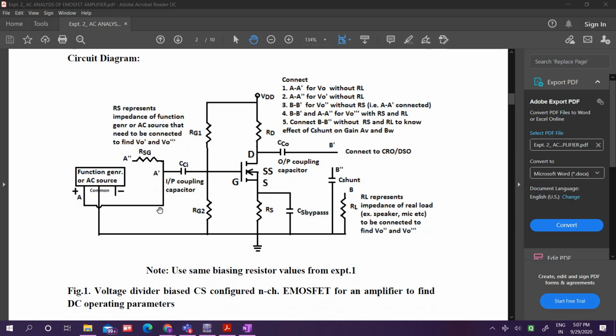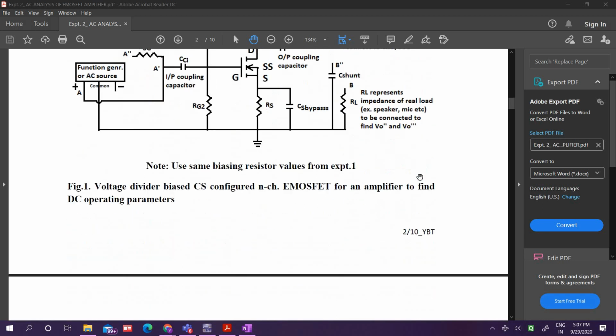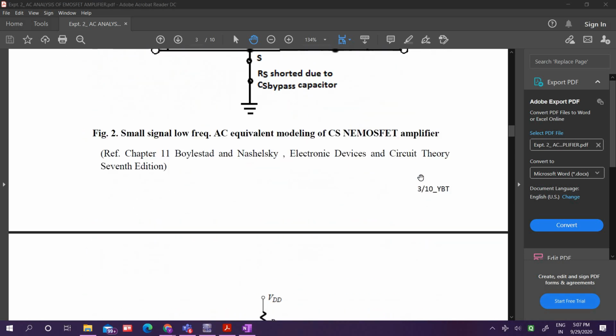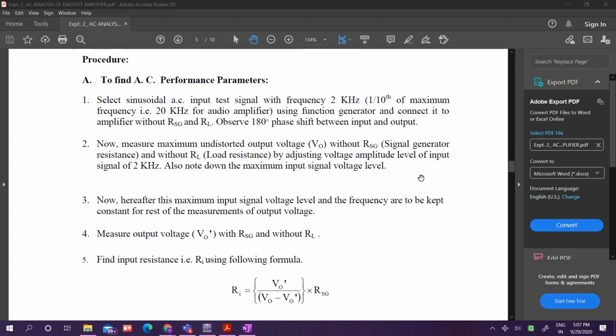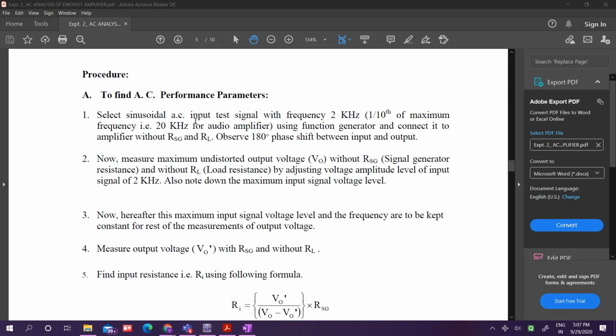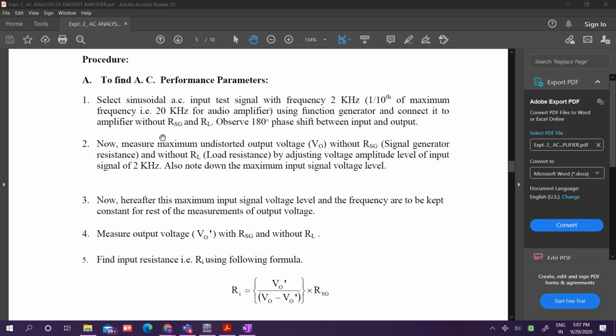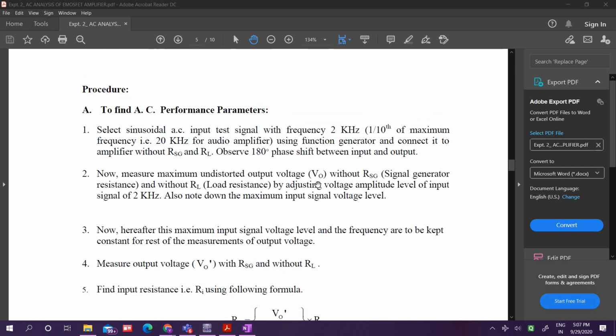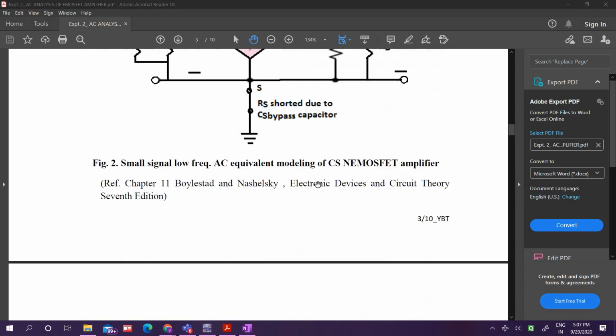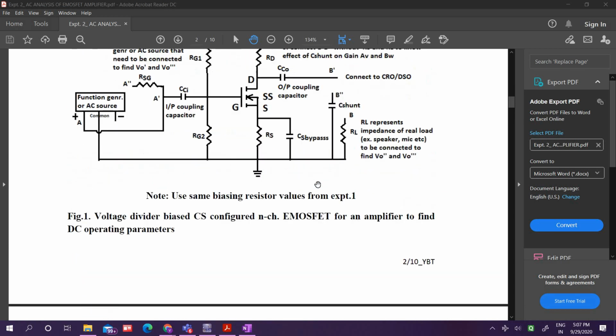So the first step is what? Connect the input to the coupling capacitor and check the output. So the output is nothing but VO. So I will just show you. Yes, procedure. So we need to connect the input signal with a certain frequency. We can take any frequency from 1 Hz to 1 kilohertz to 20 kilohertz. So we have to check what the output is for the first condition. So we have to connect the input supply, that is the function generator, at the input side and check the VO.